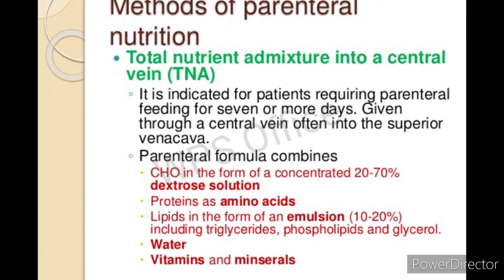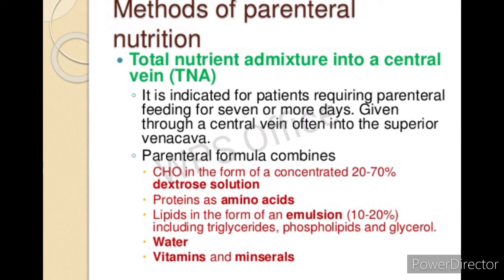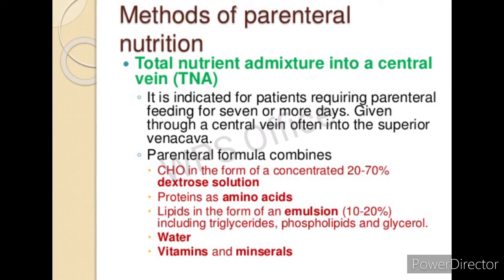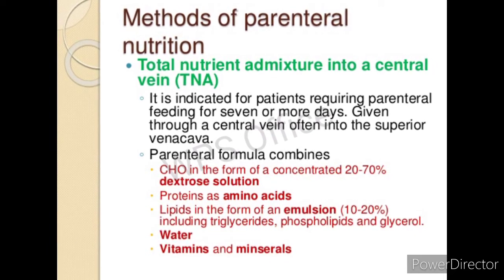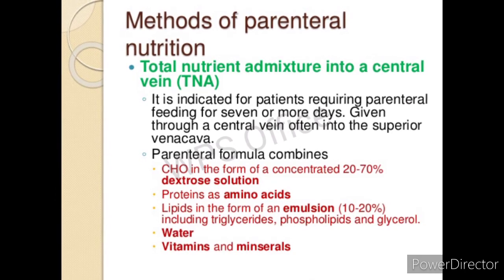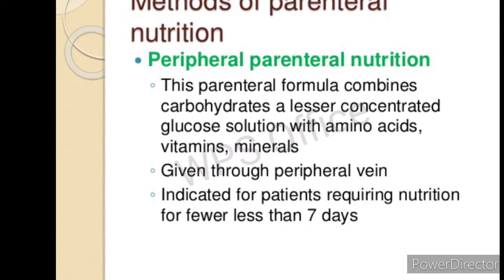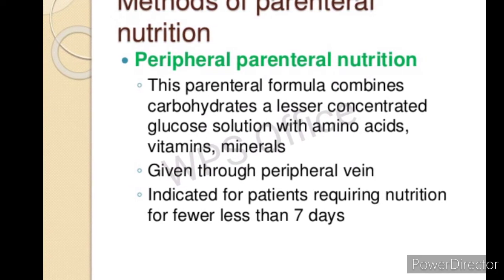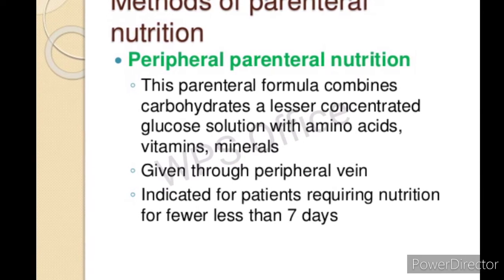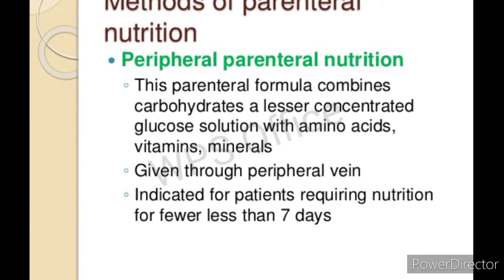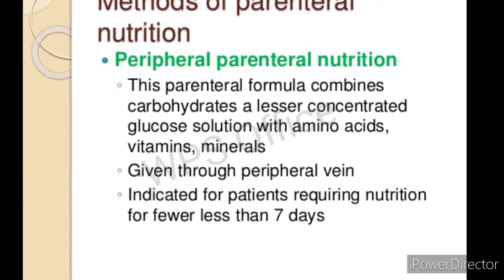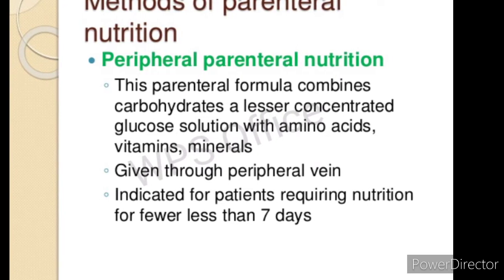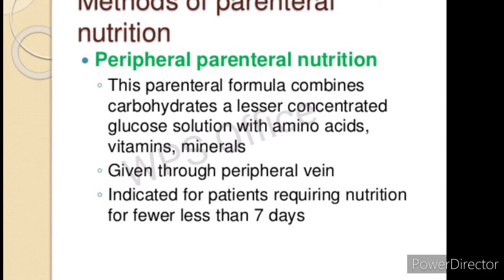Here, the first one is total parenteral nutrition. It is indicated for patients requiring parenteral feeding for more than 7 days, given through a central line. It contains carbohydrates, proteins, lipids, water, minerals and vitamins. Next, peripheral parenteral nutrition is given through a peripheral vein, indicated for patients requiring nutrition for less than 7 days. In total parenteral nutrition, more than 7 days; in peripheral, less than 7 days. In peripheral, it is given through the peripheral vein; in total, through the central vein.